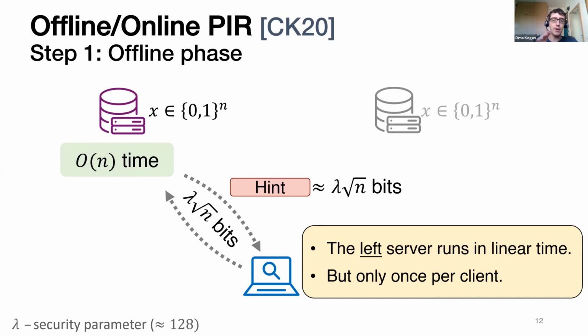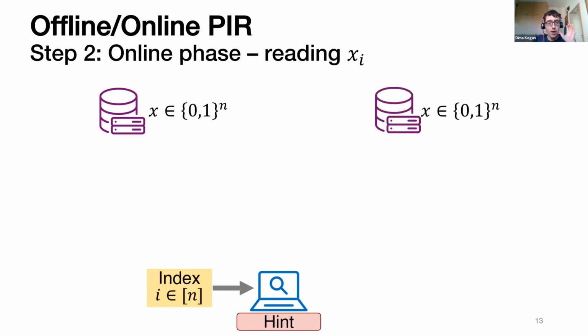And you can think about the size of the communication and the size of the hint in our protocol as being roughly square root of n. There's an additional multiplicative factor of the security parameter lambda, but you can think about it as basically square root of n communication, where n is the length of the database. So after this offline phase, the client downloads this hint and stores it. And then in the online phase, the client can now use this hint to actually do private queries to the database.